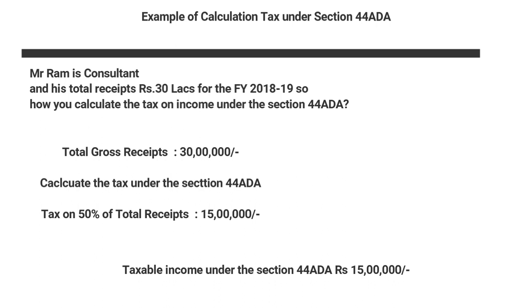Ram is a consultant and his total receipt is rupees 30 lakh for the financial year 1890, and the income tax department has a criteria to calculate the tax, which is you have to calculate the tax on 50% of your total receipts. Means if your total receipt is 30 lakh, so 50% of your taxable receipt is 15 lakh. So you need to pay the tax on 15 lakh as per your income tax slab. I hope I cleared this thing.